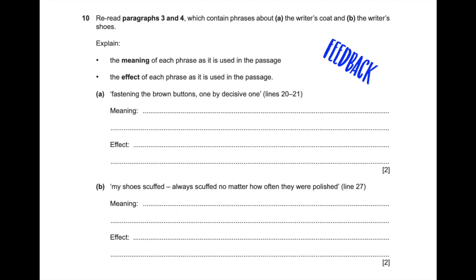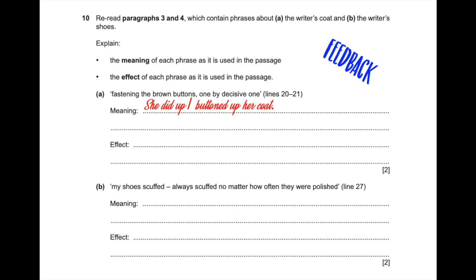The first question says, "fastening the brown buttons won by decisive one." Now, decisive was one of the words that we had in our starter activity today. So what's happening in this sentence? Well, she buttoned up her coat, right? That's what she's doing. Fastening means to close or to button up or to do up. The brown buttons were on her coat. So what is she doing? She's fastening, she's buttoning up her coat.